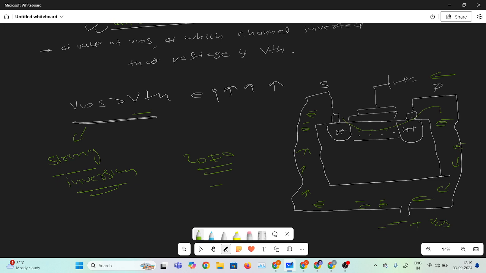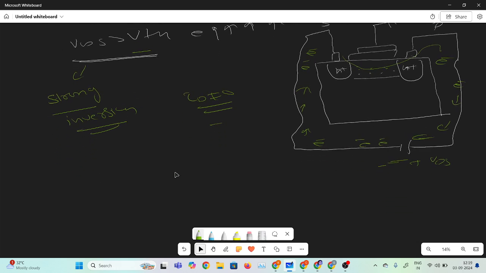Inversion means the channel has inverted, meaning more electrons will come across the channel. If I draw the output characteristic, this is the important thing I am telling. The output characteristic means this is the ID current and this is the VDS. Initially the current rises like that, and after that the current will be saturated.